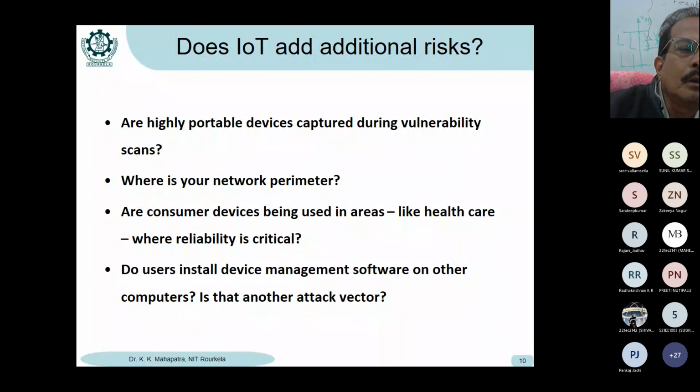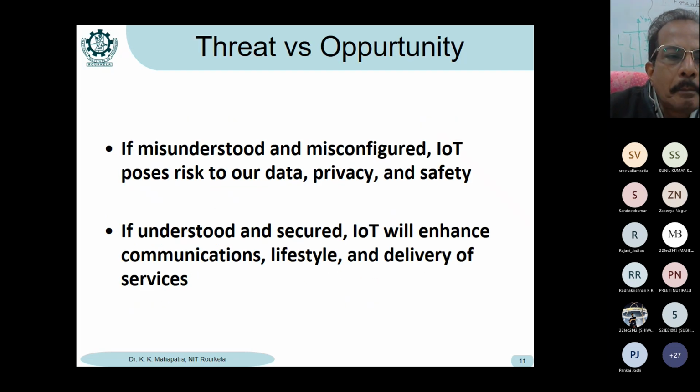If you look at all these individual questions, you find that these are actually creating issues. But at the same time, if you look at this threat versus opportunity, because we have been compelled to use IoT today, the first thing is that consumers asked for that, and companies built it for us. The electronics engineers are only facilitators, so also computer engineers. And we did it, and people said, great. But this is the question: if misunderstood and misconfigured, IoT poses risk to our data, privacy, and safety.